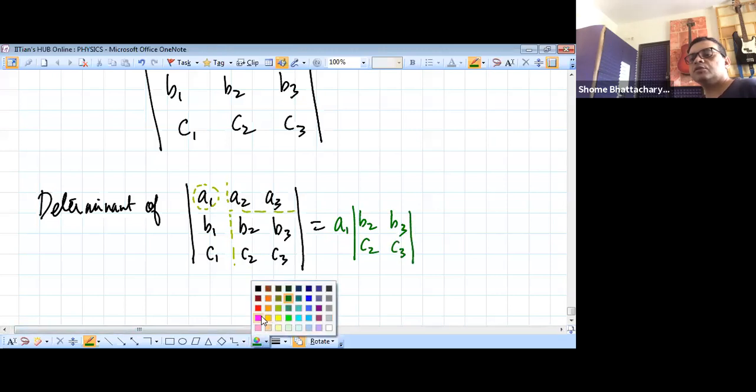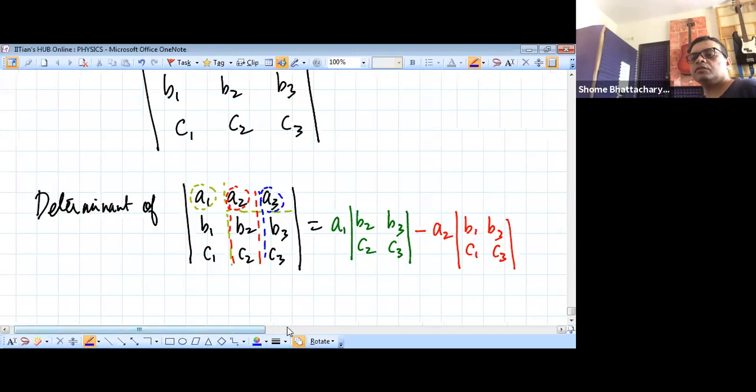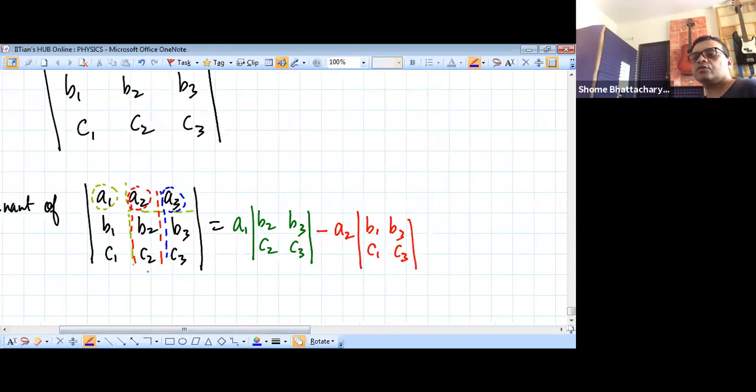Then similarly, like you've done over here, you isolate out this term. So you remove this column here, the second column. And you have to remember that the second term comes with a minus sign. And you remove the second column, so you're left with first and third. So B1, B3, C1, C3. And similarly, for the third term, you isolate this. So you remove the third column and you're left with the first and second columns.